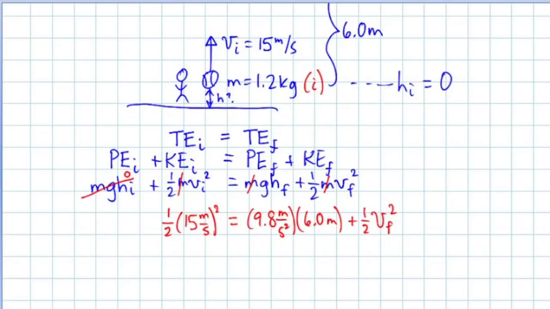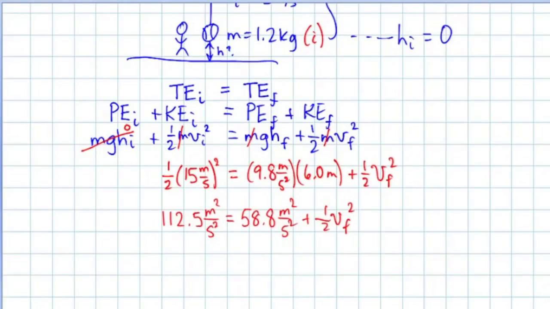And so at this point I'll just do a little bit of math, and the first term on the left is going to be 112.5 meters squared per second squared. The first term on the right is going to be 58.8 meters squared per second squared, and then we have plus 1/2 m, I'm sorry, that m's gone, we just have plus 1/2 vf squared.